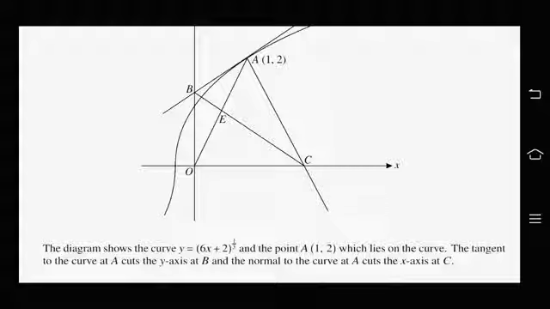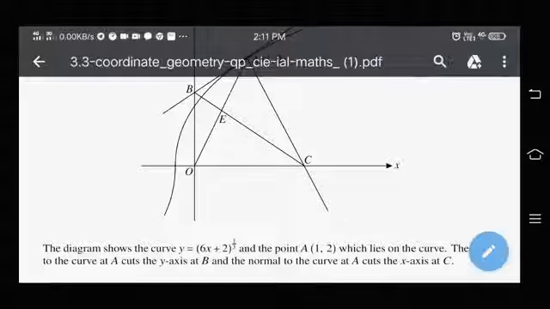The tangent cuts the y-axis at B. So you can find the point here. The tangent cuts the y-axis at B. The normal to the curve cuts the x-axis at C, this point.